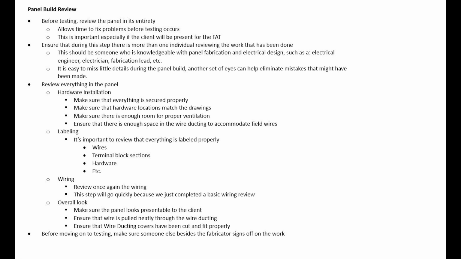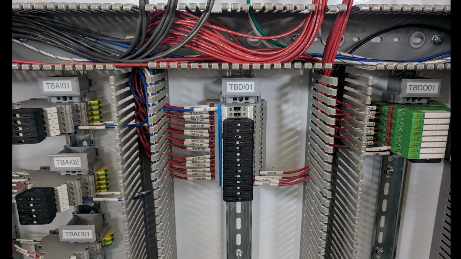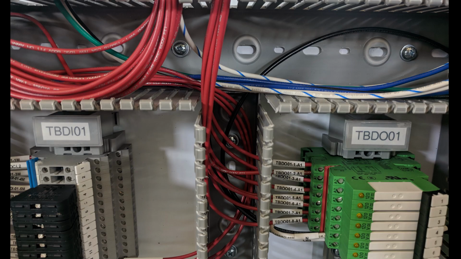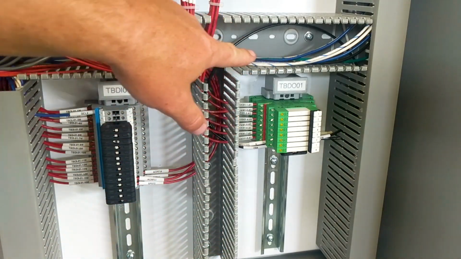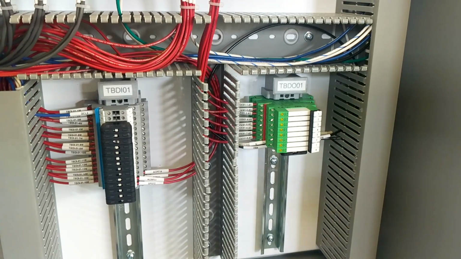This is all stuff that should have been planned for early on in the build process, but we want to review it just to make sure that we got it right. We also want to make sure that we have enough space in our wire ducting to accommodate all of the possible field wires that are going to be brought into this particular control panel. So these are all things we want to review in regards to the hardware.